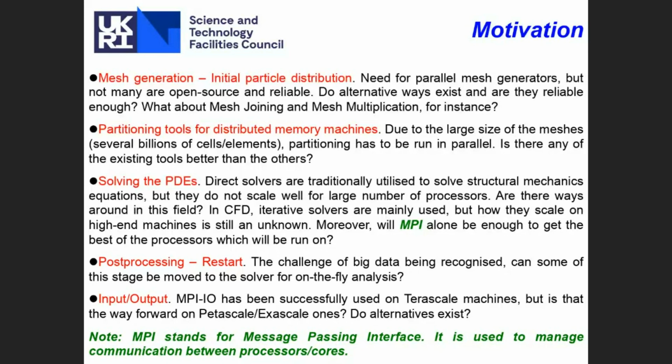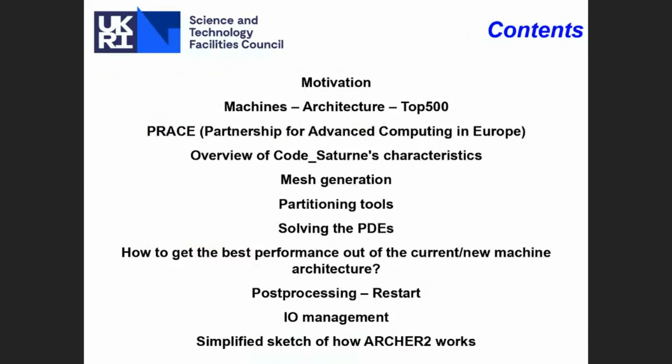And finally, the MPI-IO, which has been developed for quite a while now and works well on terascale machines. Is that suitable for petascale and now in the future for exascale? We don't know that yet for exascale, but we have an idea about what happened at petascale. So this is the content of the talk.